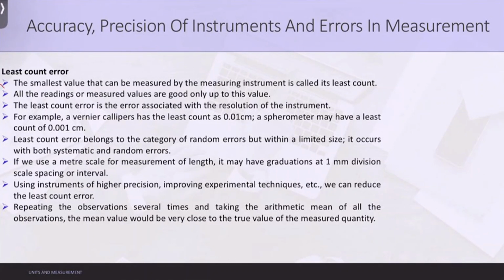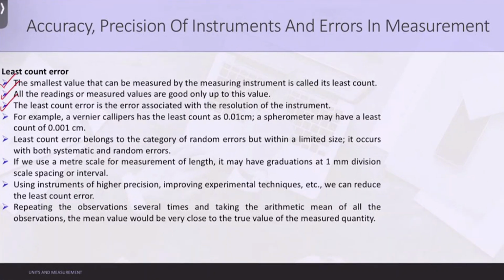Quite an easy definition. The smallest value that can be measured by the measuring instrument is called its least count. So all the readings or measured values are good only up to this value. The least count error is the error associated with the resolution of the instrument. What does this line try to depict? We will try to understand using the example given below. So please refer to the example, then you can understand the above line.